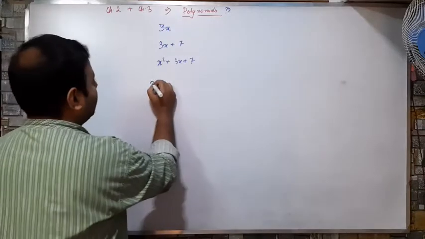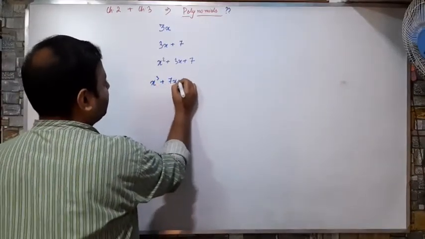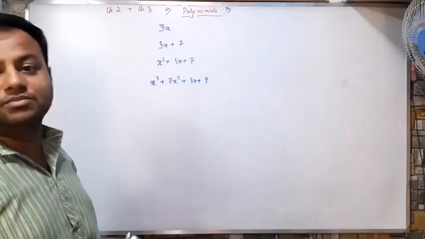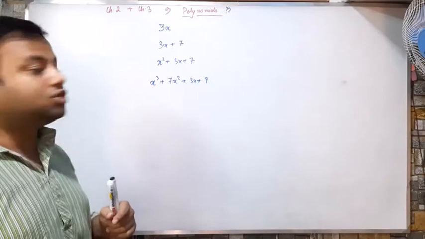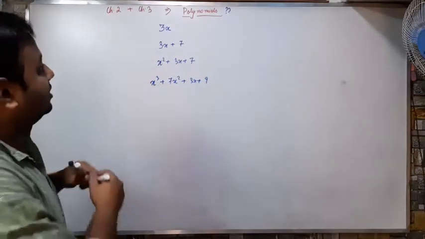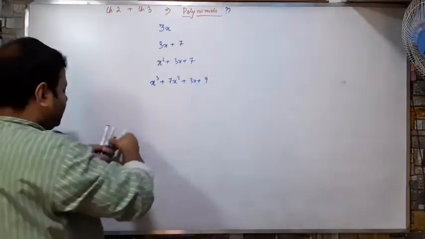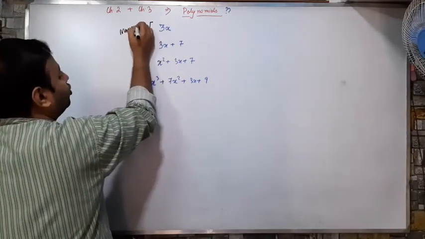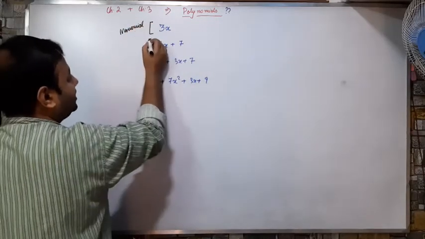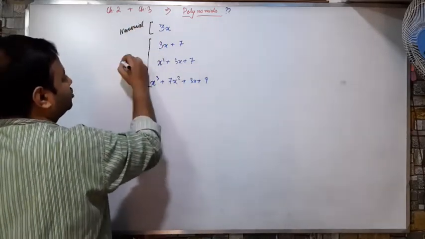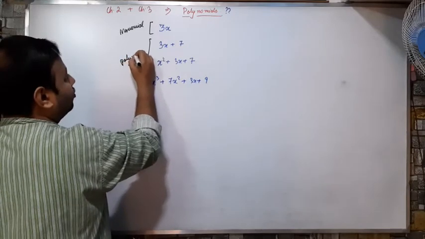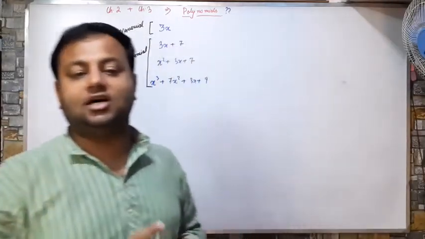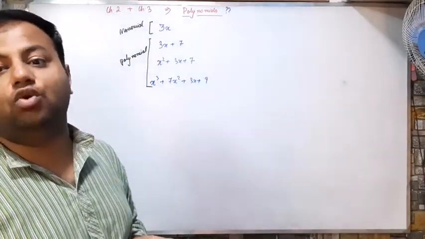Correct? Then if I write x cube plus 7x square plus 3x plus 9, it contains four terms, tetranomial. Other than this, the one that contains only one term is known as a monomial. And these are all more than one term, so this is known as a polynomial. Any algebraic expression that contains more than one term is called a polynomial.